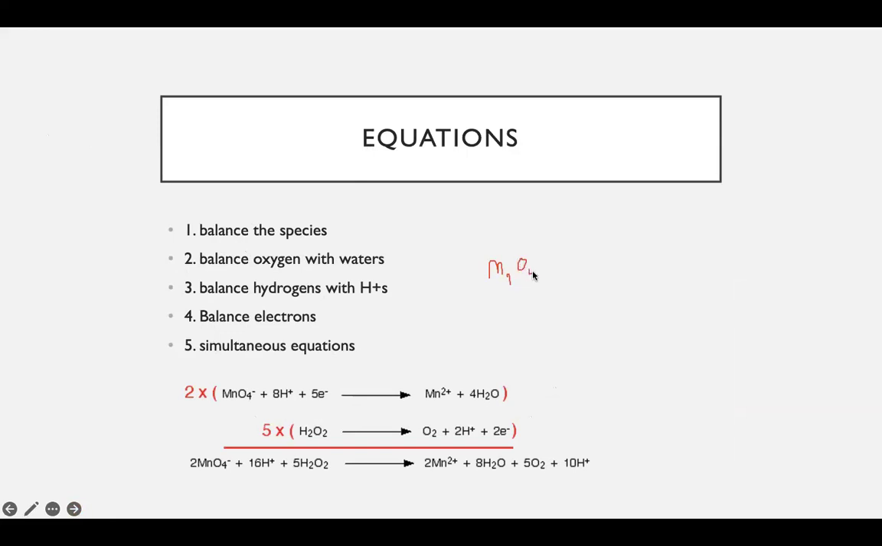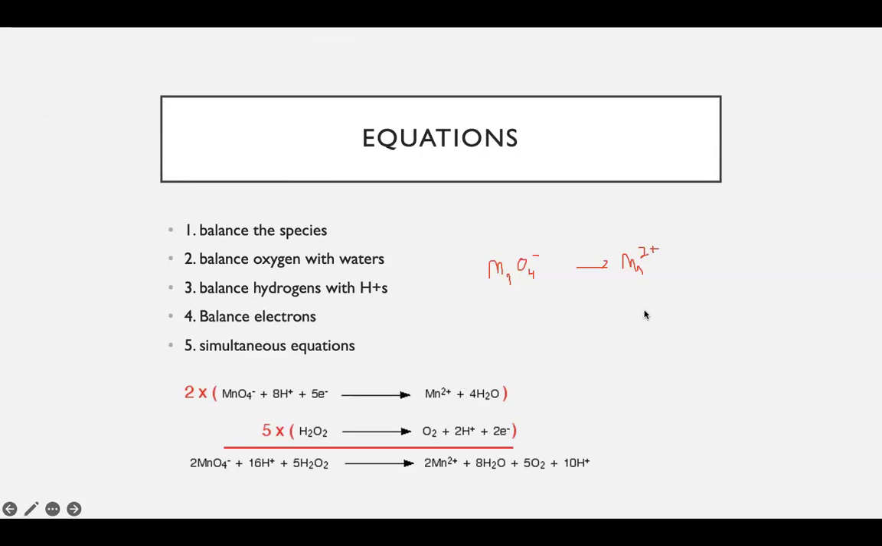MnO4 minus to Mn2 plus, okay? So you know that in this reaction, manganate 7 gets reduced to manganese 2 plus. This is year 12 content, someone just asked in the group chat, but we're going to get into the year 13 after. This is just the foundations that we need to look at first.